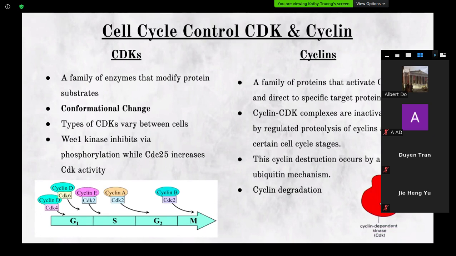As the name suggests, CDKs require conformational change to be activated by the binding of cyclin. Cyclins, on the other hand, are a family of proteins that mostly exist to activate CDKs. However, they do play a role in directing them to specific target proteins. Cyclin, however, degrades throughout the cell cycle. This is done through regulated proteolysis and a ubiquitin mechanism. This degradation is important because as the cyclin levels decrease, CDKs slowly become inactive. Essentially, it acts as a sort of on or off switch, like we discussed earlier. If cyclin does not degrade, cell cycle arrest will occur.